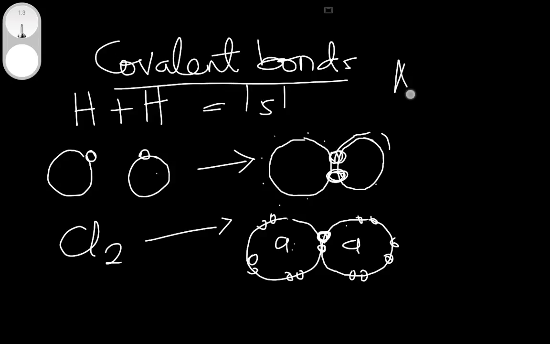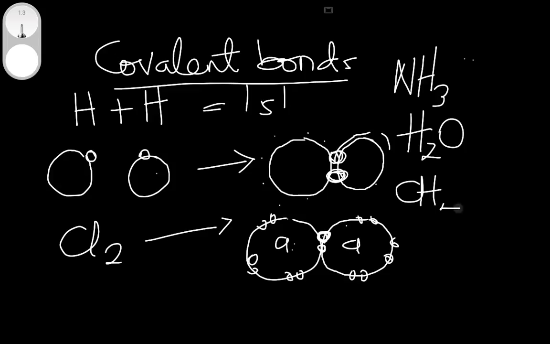Other examples that you might want to try out yourself are ammonia, which has covalent bonds, water, covalent bonds, and methane, covalent bonds too. These are also examples of compounds in which the various elements are linked by covalent bonds.